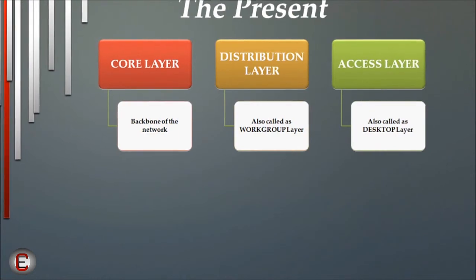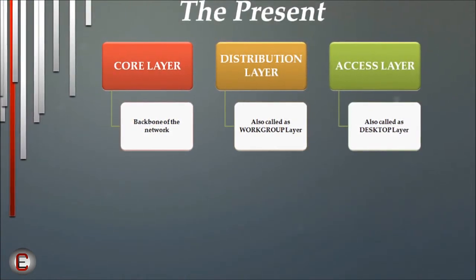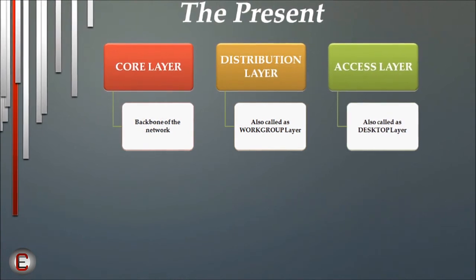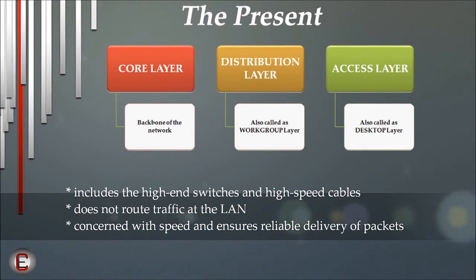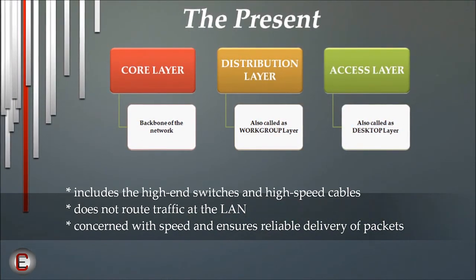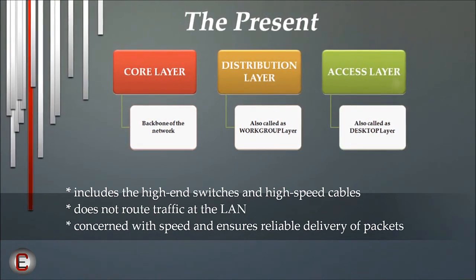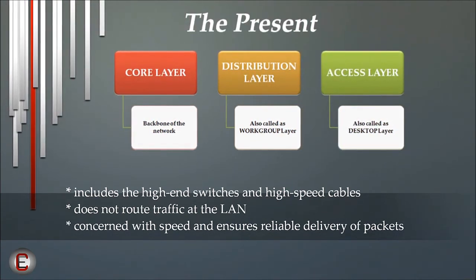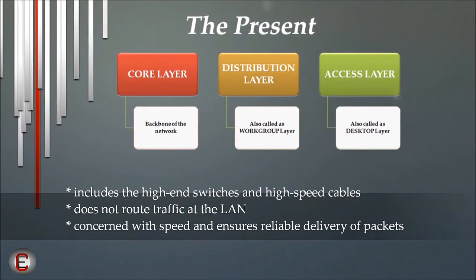We all must have heard about the core, distribution and access layer. If not, they are defined as follows. The core layer. This layer is considered the backbone of the network and includes the high-end switches and high-speed cables. This layer of the network does not route traffic at the LAN. In addition, no packet manipulation is done by the devices in this layer. Rather, this layer is concerned with speed and ensures reliable delivery of packets.